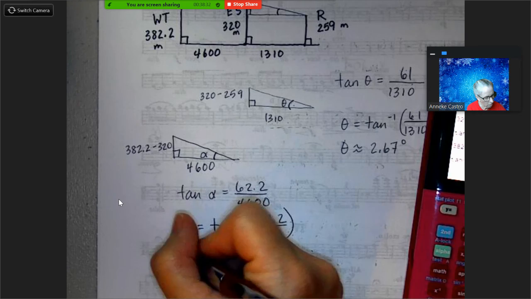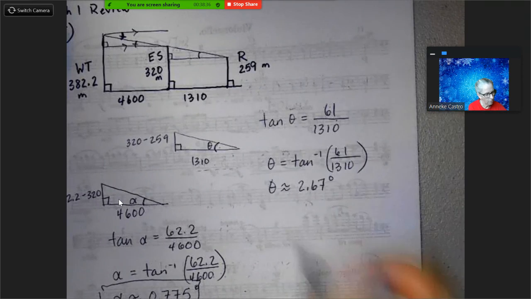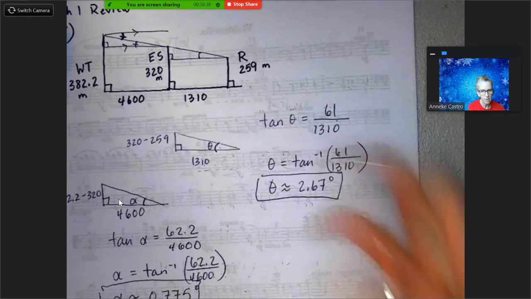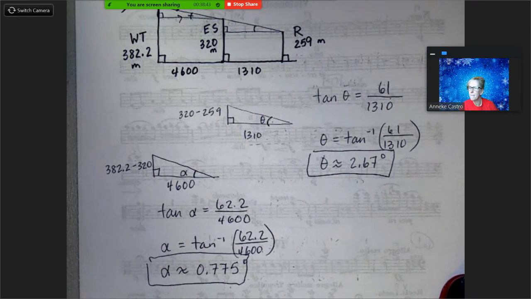But that is it. Okay, so here's the angle of depression off of the World Trade Center and the angle of elevation off of Rockefeller Center. Very slight angles. And that's that.